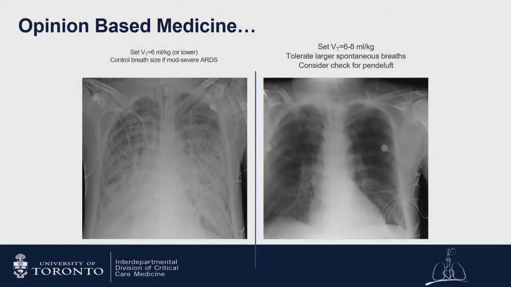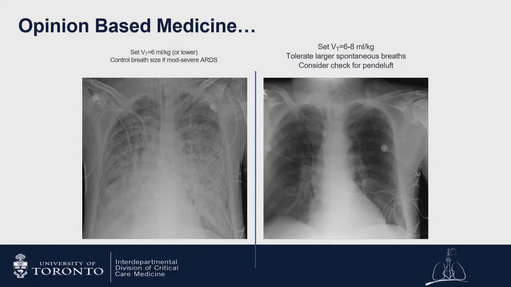So, getting closer to wrapping up, here's the opinion-based medicine part of the talk. When to allow spontaneous breathing in ARDS. If the patient looks like the one on the left and they have a white x-ray with a lot of collapse and atelectasis and a small baby lung, then I'm pretty strict and rigid about setting tidal volumes of 6 mL per kilogram or even lower, watching for a driving pressure that's below 14 and a plateau pressure less than 30. And if that requires sedation and paralysis, then that's what that requires.